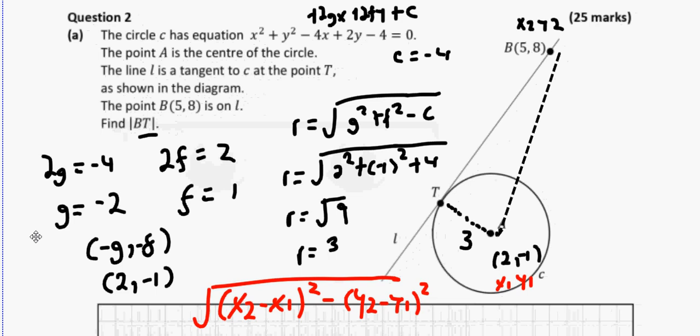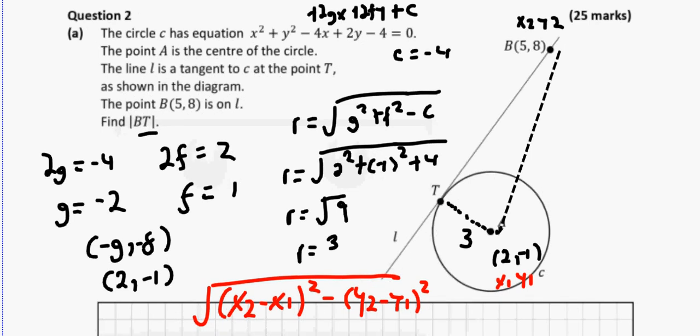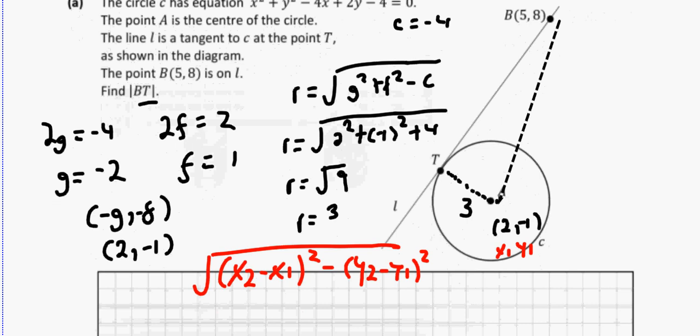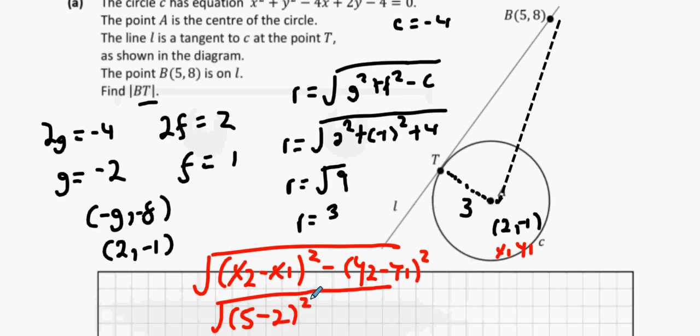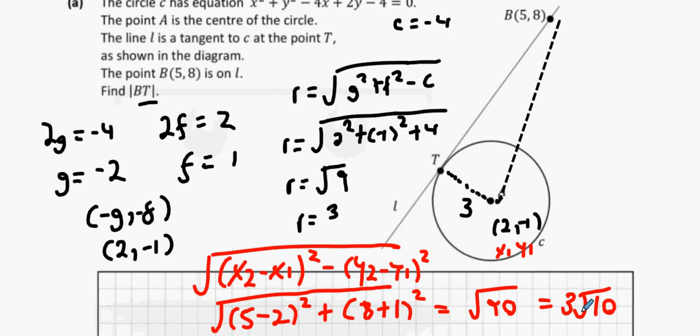Alright, anyways, I'll just scroll down. So what are the two points? (5, 8) and (2, minus 1). So 5 take away 2 squared, plus 8 minus minus 1, which is 8 plus 1 squared. Square root of 90, otherwise known as 3 root 10. Will 3 root 10 be alright for you guys?